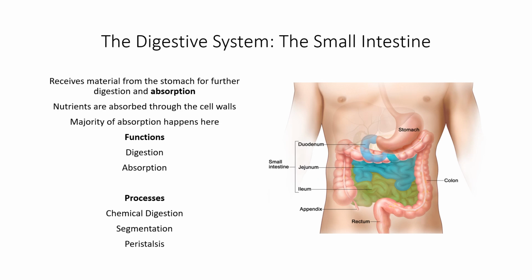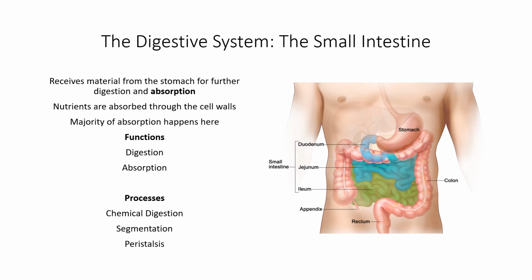Moving on to the small intestine. The small intestine receives material from the stomach for further digestion and absorption. Now the key thing here is that the small intestine is mainly for absorption. Up to 90% of nutrients from the food that we ingest and digest is absorbed in the small intestine. The majority of absorption happens here.